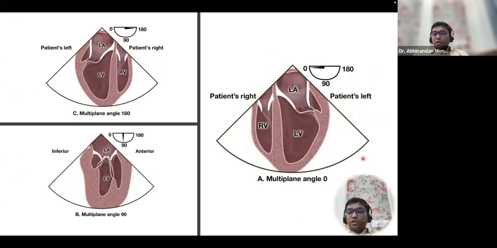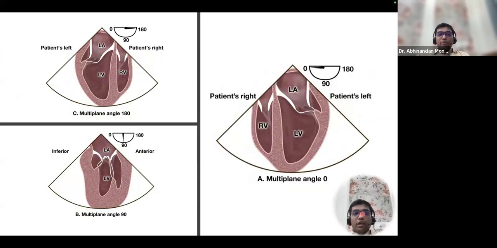So for the image formation on your screen, you have to be very careful about the angle at which you are seeing it. This is very important when viewing a particular structure. Suppose you are seeing a four chamber view at a multiplane angle of 0 degrees: the patient's right will be formed on the left side of your image, and the patient's left will be formed on the right side of your screen.